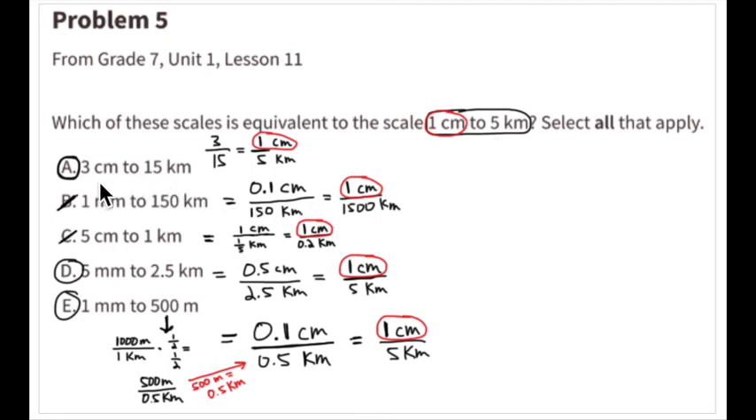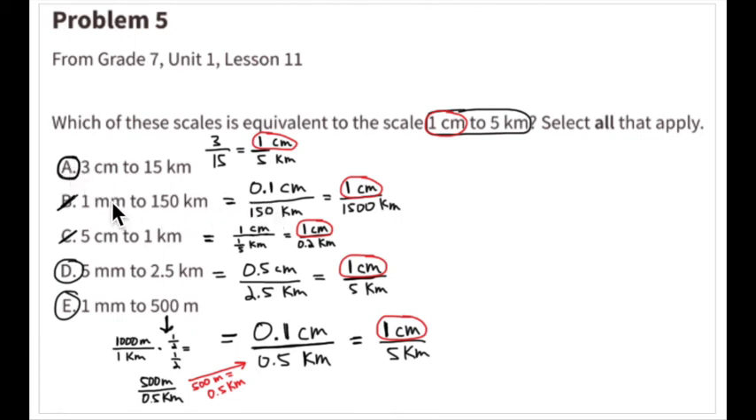So for example, 3 centimeters to 15 kilometers. I'm going to get that 3 centimeters to 1 centimeter, so you divide by 3. And 15 divided by 3 is equal to 5. And sure enough, 1 centimeter to 5 kilometers is the same scale as 3 centimeters to 15 kilometers. So A works.